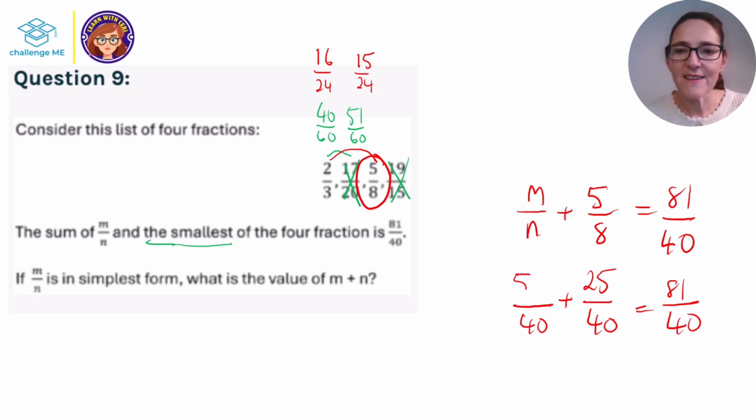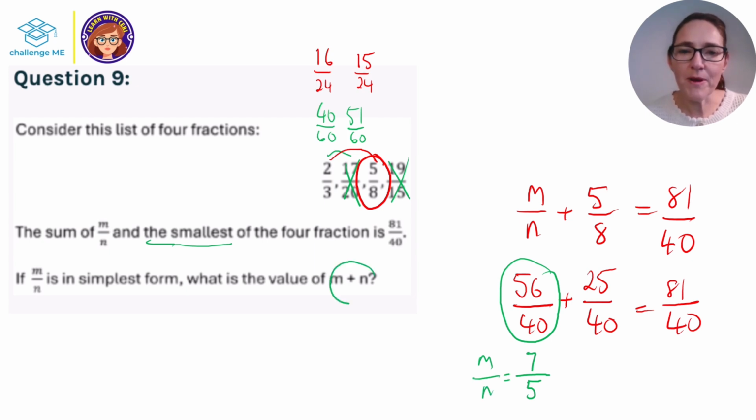56. Now 56 and 40 are both numbers in the 8 times table, so I'm going to simplify that because that's our m over n, but it's not in simplest form yet. So 7/8 on the numerator and 5/8 on the denominator. So that is m over n. And we have to work out m plus n. So the final answer is 7 add 5, which is 12.